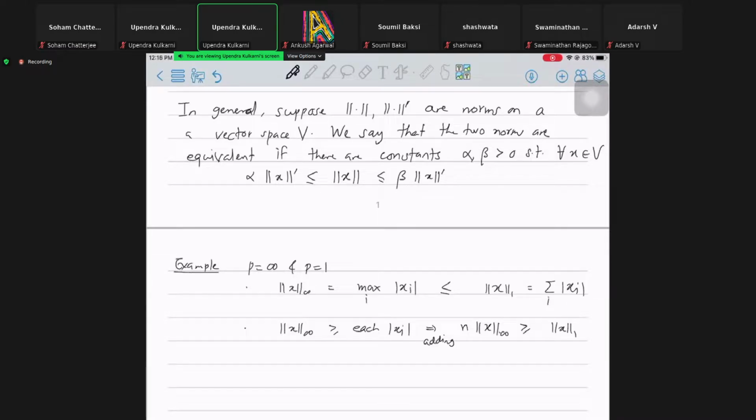So it depends on which one I'm putting in the middle, right? Before I come to your point, this is the one that I'm putting in the middle here. What am I saying? This one is greater than or equal to this. So in other words, what is alpha over here? Alpha is 1 and beta is n.